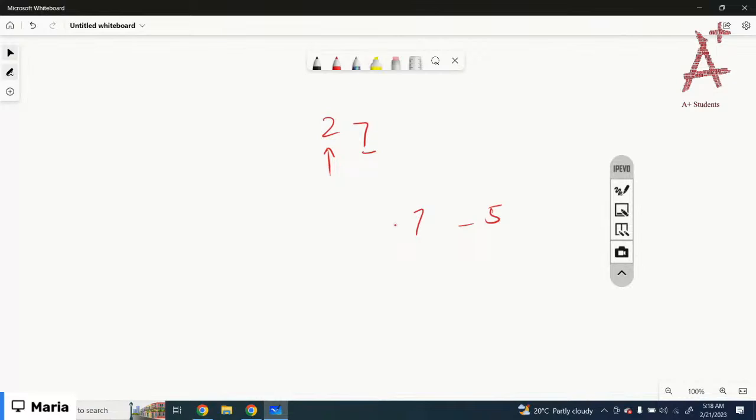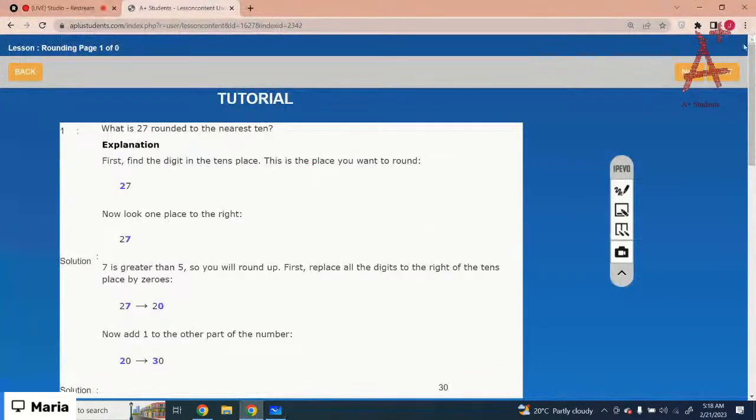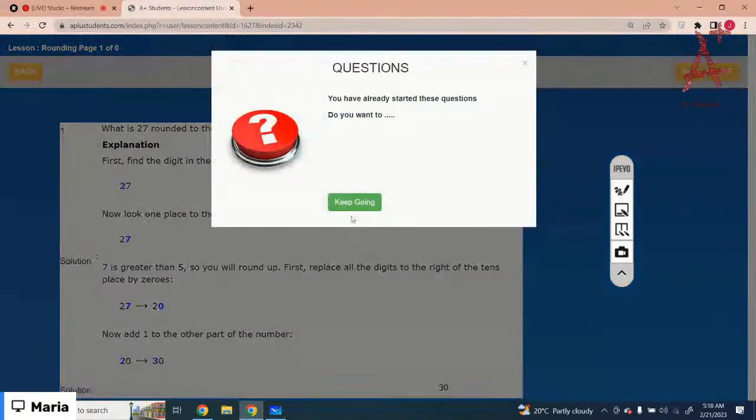7 is greater than 5. Got it? That means you have to round up. Round up means you have to add 1 to the tens digit. So it would be 2 plus 1 is 3 and replace the rest of the digit with 0. So 27 is rounded off to 30. So the correct option is 30. Let's just start with the test questions.